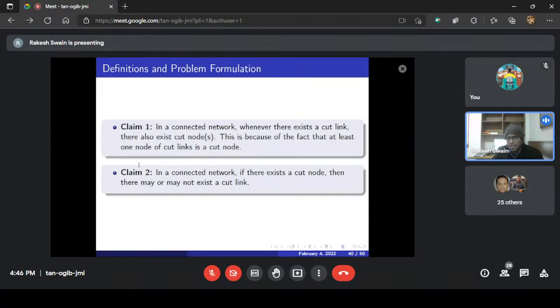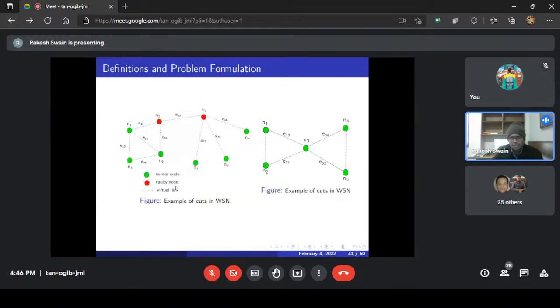Here I have introduced two claims. If in a connected network there exists a cut link, there also exists a cut node. Similarly, if in a connected network there exists a cut node, then there may or may not exist a cut link. So this is the scenario here.